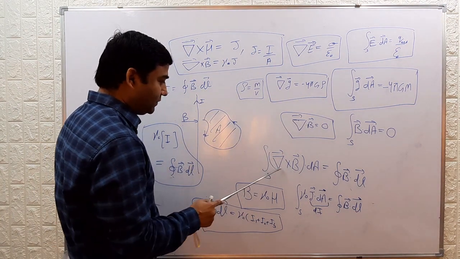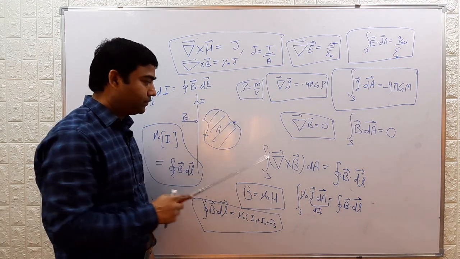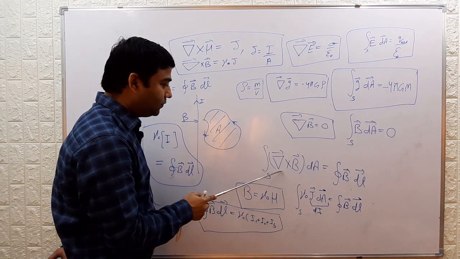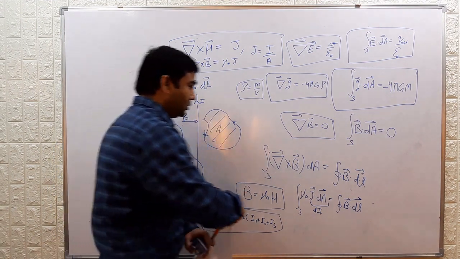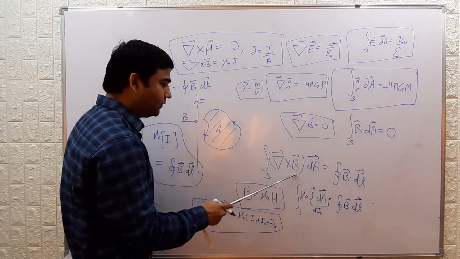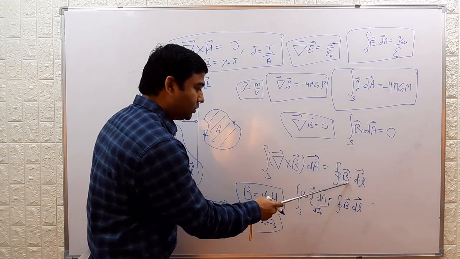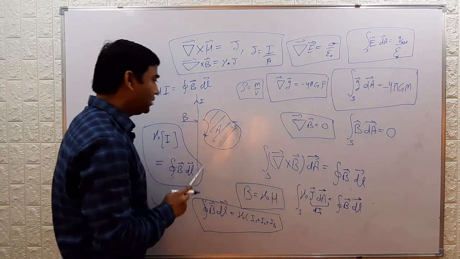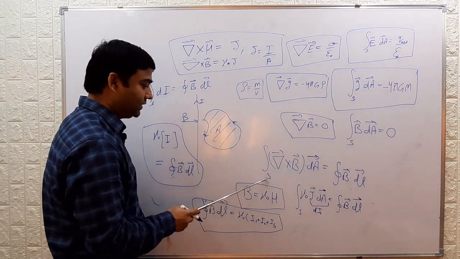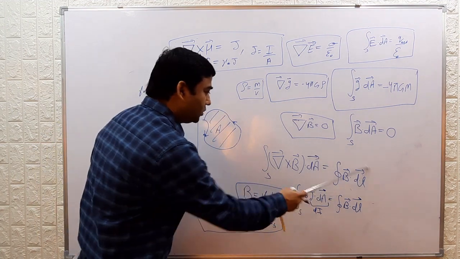Stokes' law for magnetic field can be written in this form, which we have discussed earlier. Stokes' law for any general field. For magnetic field, the curl of magnetic field dot dA, this will be vector dA, is equal to circulation of magnetic field along the closed curve, which bounds the whole surface. So this is Stokes' law.